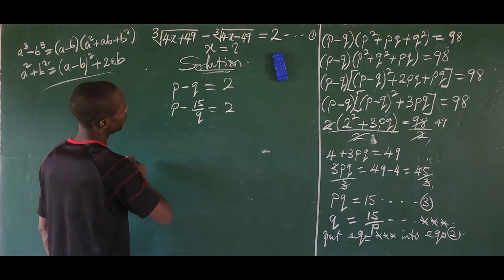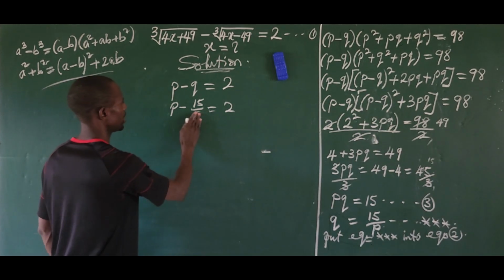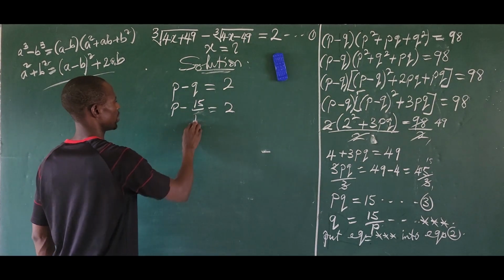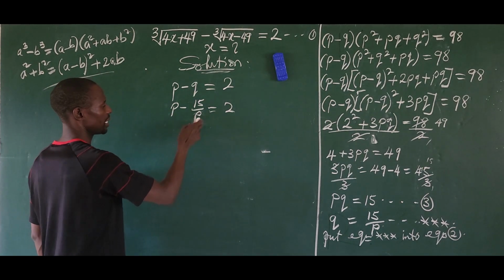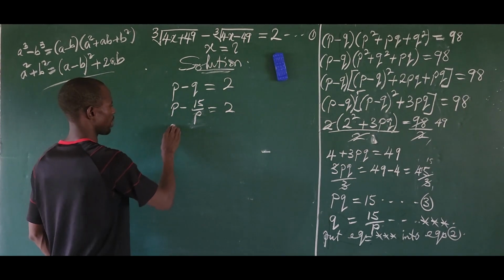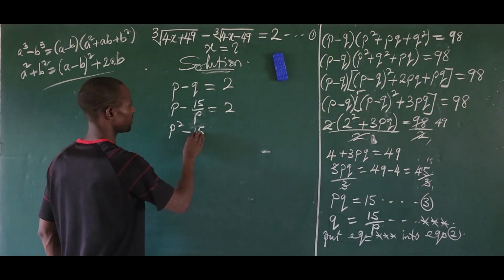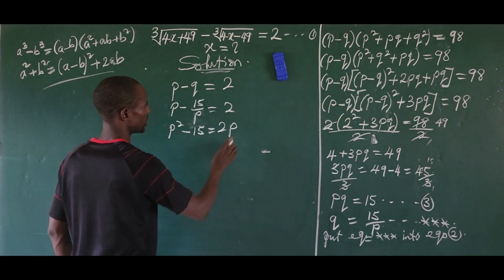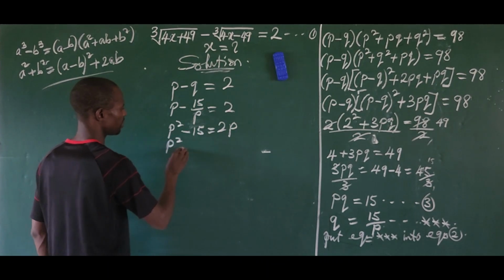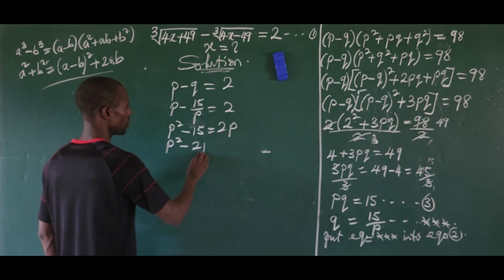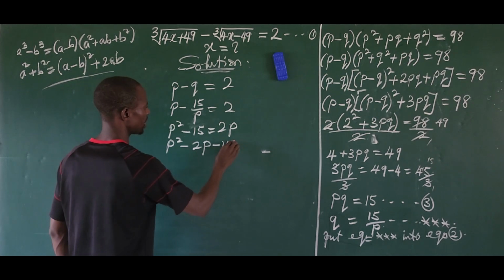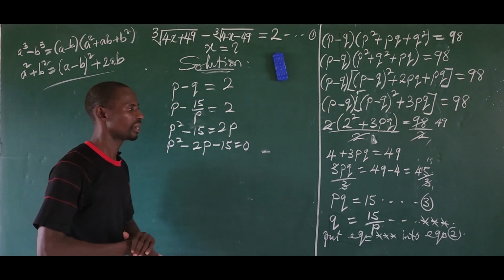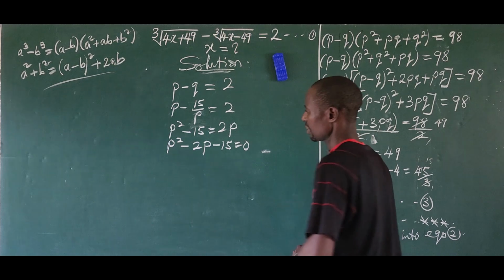Cross multiply. Sorry, what am I writing? It is P, please. Yes, P. So if you multiply to eliminate this P here, it's going to give us P to the power of 2 minus 15 equal to 2P. So if we rearrange, we're going to have P to the power of 2, then minus 2P minus 15 equal to 0.